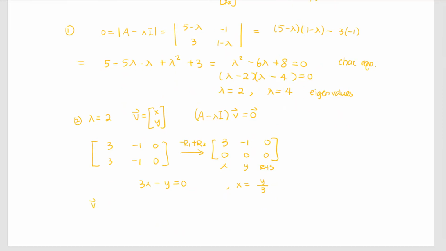Okay, so v is then (x, y). Well, x is y over 3. So now we can pick y to be 3 because in that case we can have integer entries. Then our answer is (1, 3). Okay, so this is the eigenvector associated with the eigenvalue lambda equals 2, right? Okay, next we have lambda equals 4. Let's solve for it.